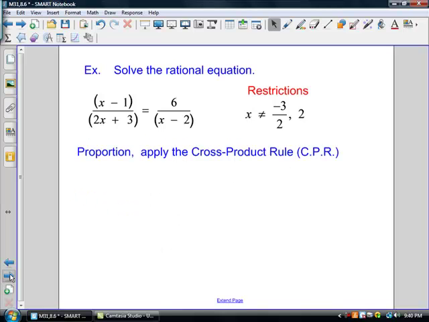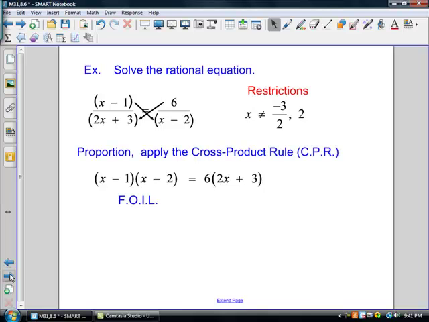Let's get back to solving the equation. This equation is the equality of two ratios, and thus it is a proportion. And thus we can apply the cross product rule. The cross product rule says, in a proportion the cross products are equal. So if we multiply (x - 1) times (x - 2), we have the first cross product equaling the other cross product, which is 6 times the sum (2x + 3).